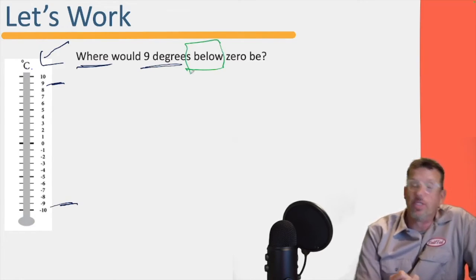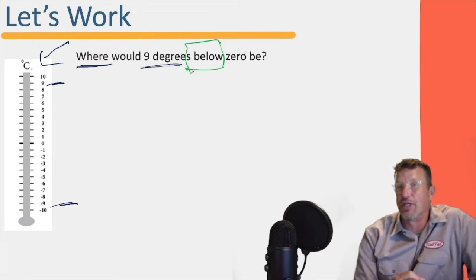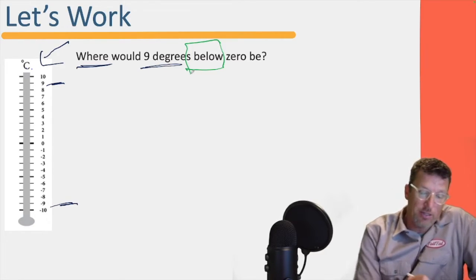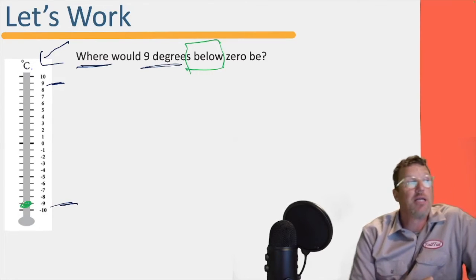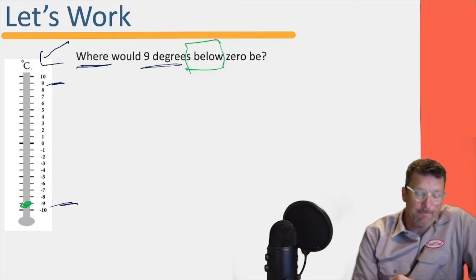Well, it's below 0. This one's giving us a direction to go, below 0. So our 9 degrees below 0 would actually be -9, and it would be right there on our number line.